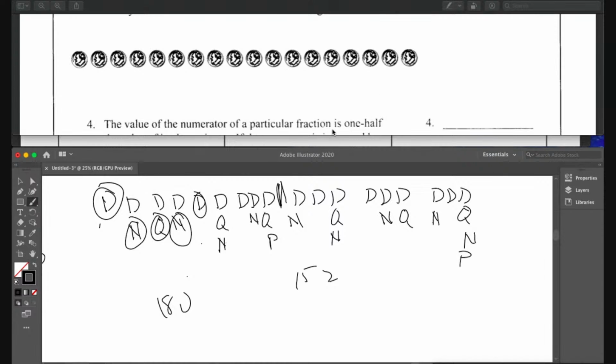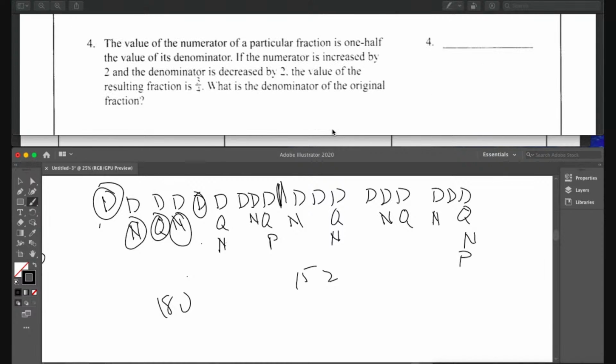Okay, number 4, the value of the numerator of a particular fraction is one half the value of its denominator. If the numerator is increased by 2 and the denominator is decreased by 2, the value of the resulting fraction is 3/4. What is the denominator of the original fraction?